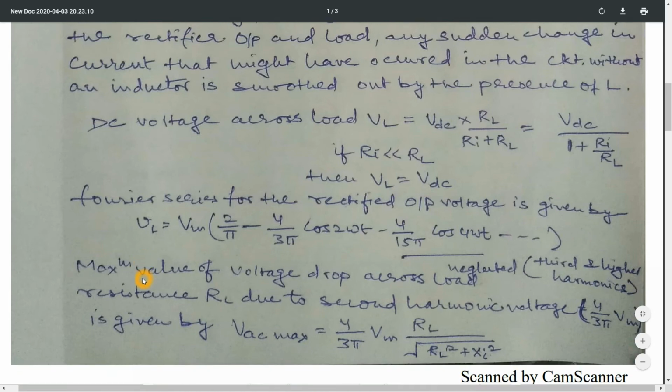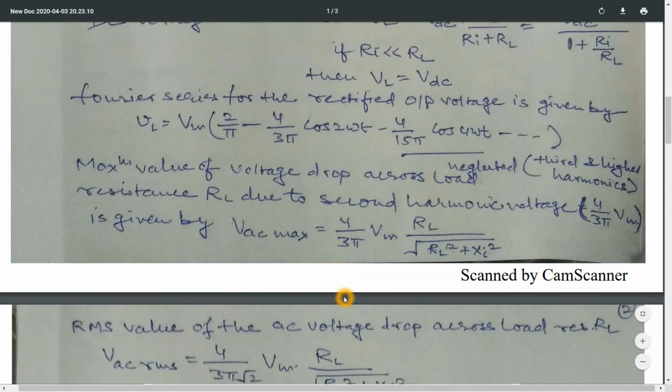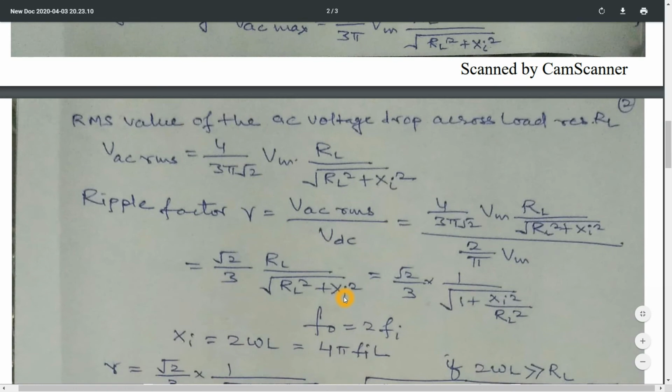Maximum value of the voltage drop across load resistance RL due to second harmonic voltage is given by Vc max is equal to 4 by 3 pi Vm multiplied by RL upon square root RL square plus Xi square. Therefore, RMS value of the AC voltage drop across load resistance RL, VAC RMS is equal to 4 by 3 pi root 2 multiplied by Vm multiplied by RL upon under root RL square plus Xi square.